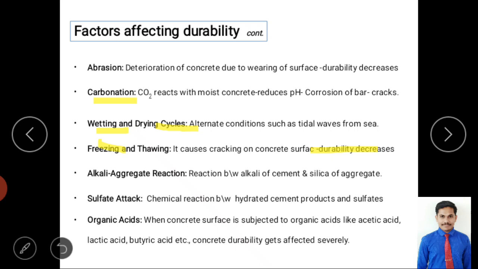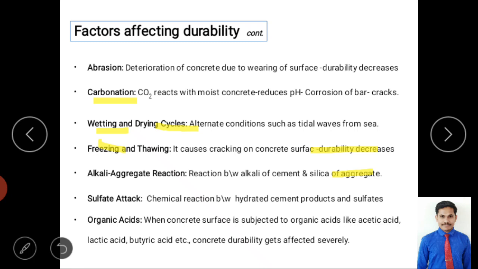Next we have the alkali aggregate reaction. So here is alkali. Alkali particles will be in the cement, and silica content will be there in the aggregate. So when the alkali of the cement and the silica of the aggregate react, it creates some components. So due to these components, durability reduces. Why? Because it causes some deformation or change in the structure because of that reaction. So we have to avoid more alkali silica reactions, right? It creates cracks, and due to cracks the durability reduces.